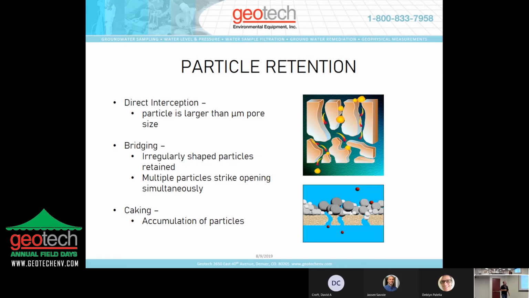Particulate retention, we have direct interception, where an object of uniform shape impacts the pore size directly because it's just too large. It's not going to pass through. But we're also going to get bridging as well. We just happen to have two particles that are 0.45, for example. They just happen to impact that opening or pore size at the same time, creating a bridge. And then you have caking, where your filter is just loaded. You put so much sediment onto your filter that fluids cannot pass through it efficiently. The porosity just isn't there any longer due to that caking, and so your filter is exhausted.